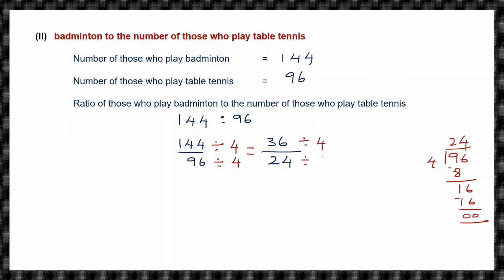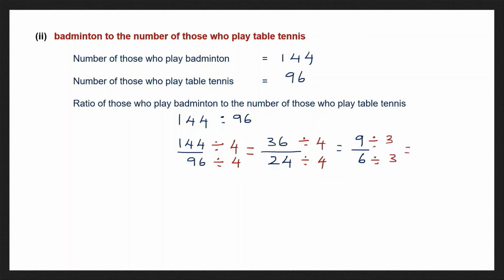I can use 4 again, isn't it? Now 4 nines are 36 and 4 sixes are 24. Again, I can reduce both by 3. I can divide both by 3 and I'll see what I'm going to get here. 3 threes are 9 and 3 twos are 6. So my fraction is 3 by 2. My ratio is 3:2. So ratio of those who play badminton to those who play table tennis is 3:2.